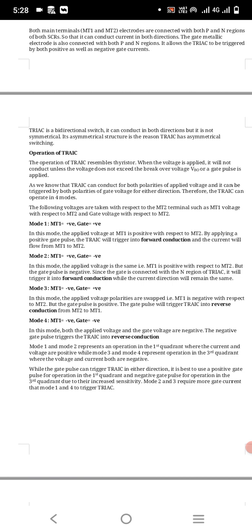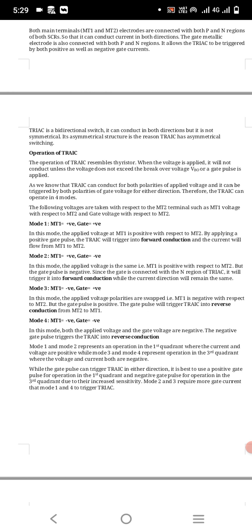Next, we see the operation of TRIAC. The operation of TRIAC resembles thyristor. When the voltage is applied, it will not conduct unless the voltage exceeds the breakover voltage VBO or a gate pulse is applied. As we know, the TRIAC can conduct for both polarities of applied voltage, and it can be triggered by both polarities of gate voltage for either direction. Therefore, the TRIAC can operate in four modes.